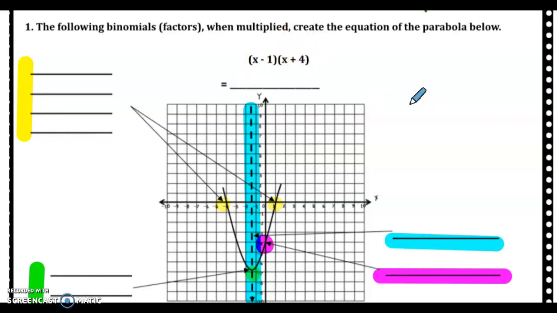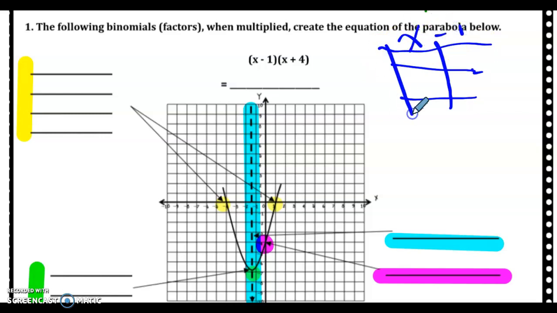I'm going to go ahead and do it. Okay, x minus 1 and x plus 4. X times x is x squared. X times minus 1 is negative 1x. 4 times x is 4x. And then 4 times negative 1 is negative 4.